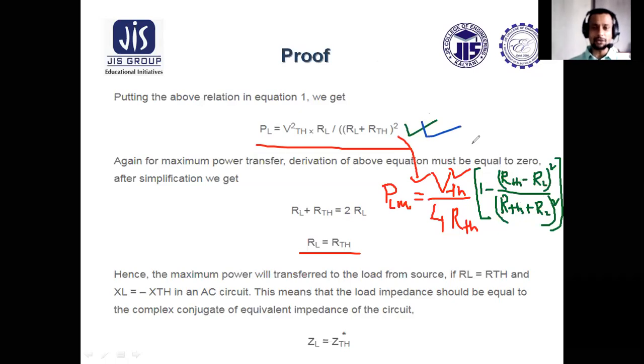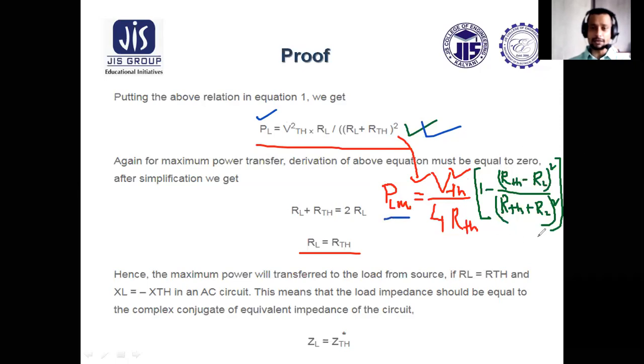So what we can do here is write this equation in this form. Now, how did we get this equation? This equation is obtained by putting XL equals minus XTH. Now, when is XL equal to minus XTH? XL equals minus XTH when the condition for maxima was satisfied. So this power should be the maximum power.